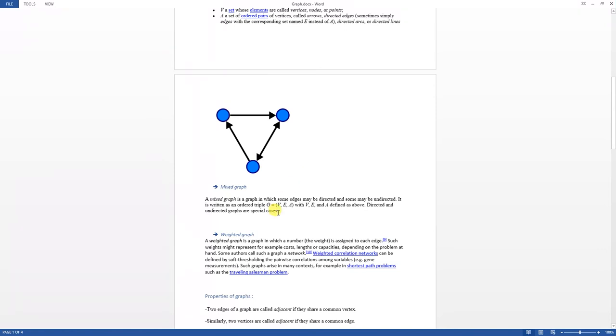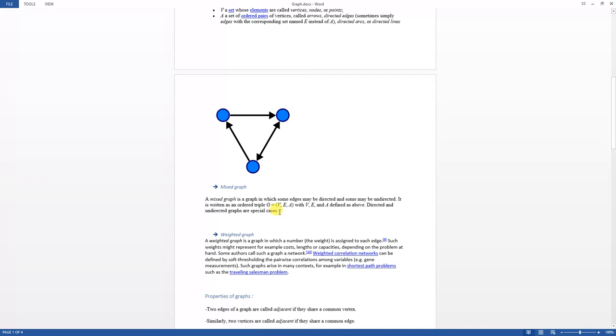Now, mixed graph. A mixed graph is a graph in which some edges may be directed and some may be undirected. So there would be say 2 or 3 edges which are directed and some edges which are undirected.